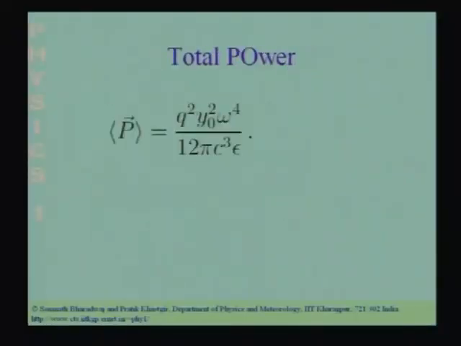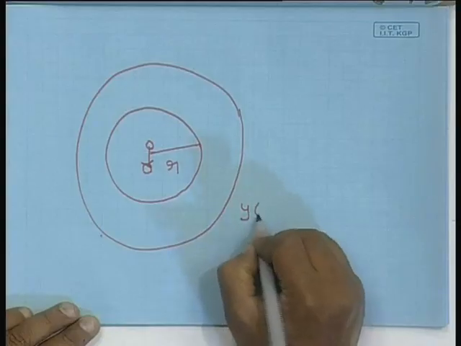So, having explained to you the reason why we took this 1 by r term only, now let us go back to the issue that we were looking at. We were looking at the total power that comes out from this oscillating dipole, if you write it in terms of the magnitude of the oscillation of the charge which moves up and down.